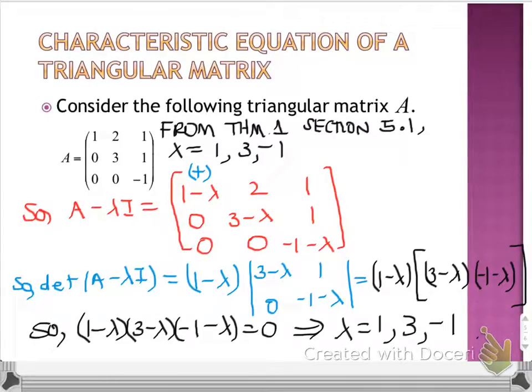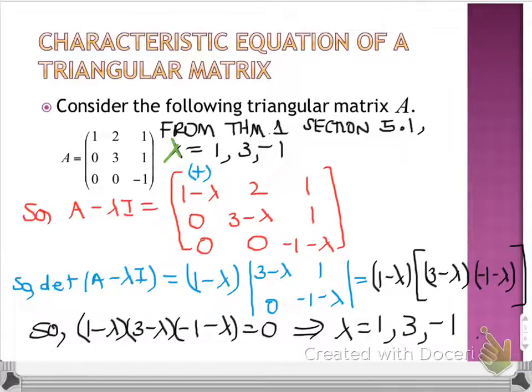All right, so let's look at this. We have the characteristic equation of a triangular matrix. So consider the following triangular matrix A. Now keep in mind from section 5.1, theorem 1, that if we have a triangular matrix, the eigenvalues are just the values along the diagonal. So here lambda is equal to 1, 3, and -1.